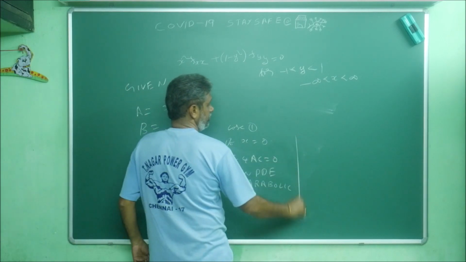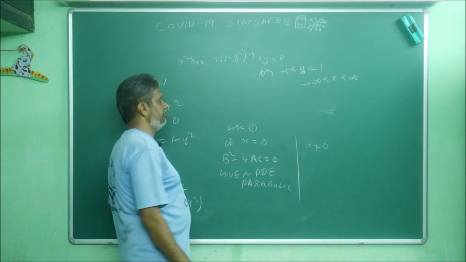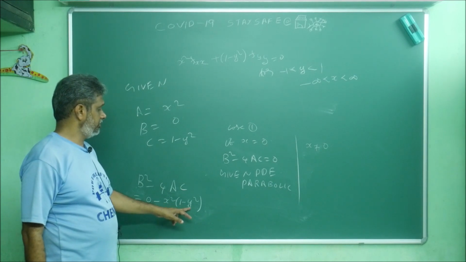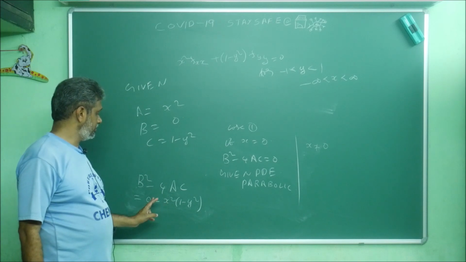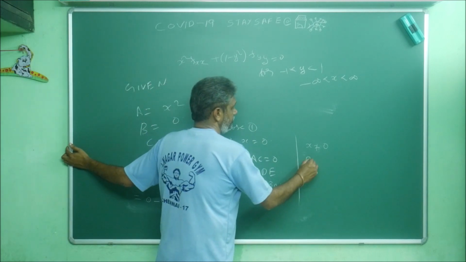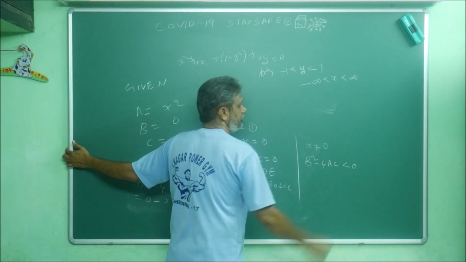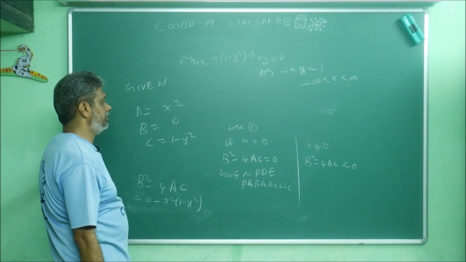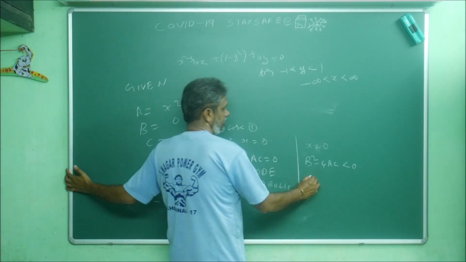Suppose x is not equal to 0. X you can give whatever may be the value, this is a positive value. Y whatever may be the value, it's less than 1. So 1 minus y square is always positive. This x square is also positive. This minus of positive into positive is again negative. So b square minus 4ac becomes less than 0. Less than 0 means elliptic. Greater than 0 I told hyperbolic, is equal to 0 means parabolic. So the given PDE is elliptic.